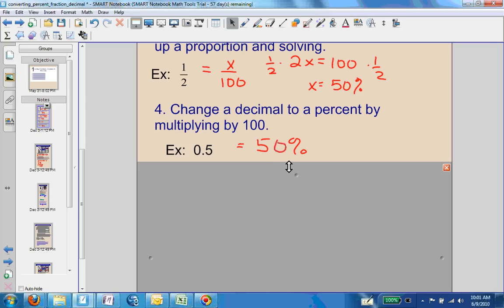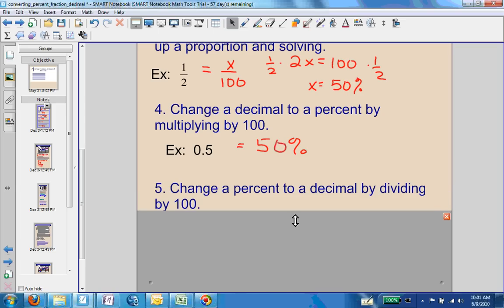If we're talking about 0.5 of a pizza, that's 50% of a pizza, or a half of a pizza. But I always think about it as the percent looks like it's a bigger number even though it's the same value. And that helps me to remember which way to move the decimal. So we're actually moving it 2 places to the right.